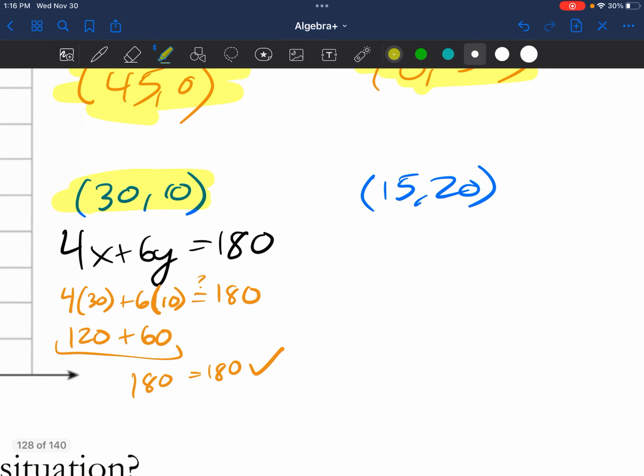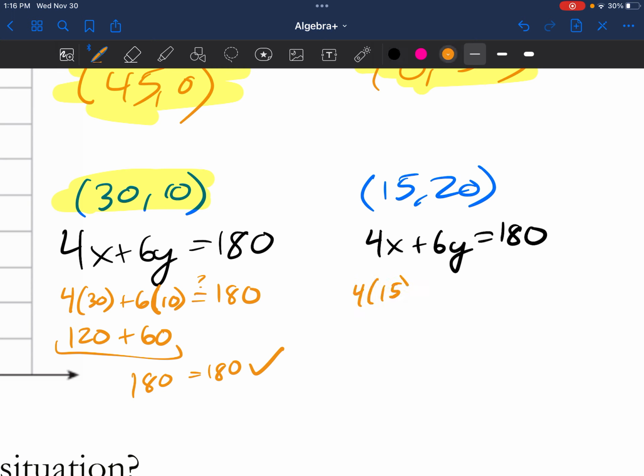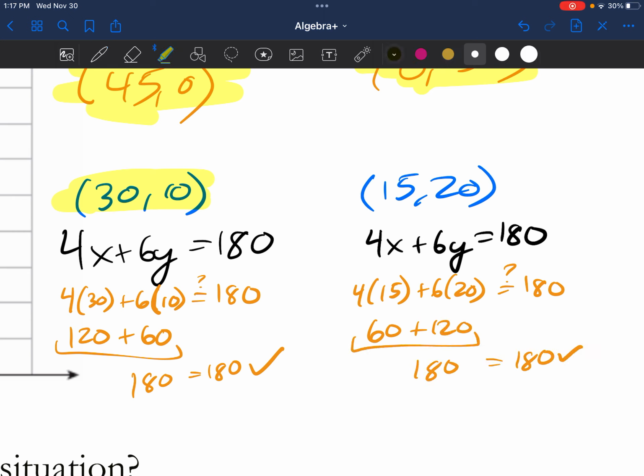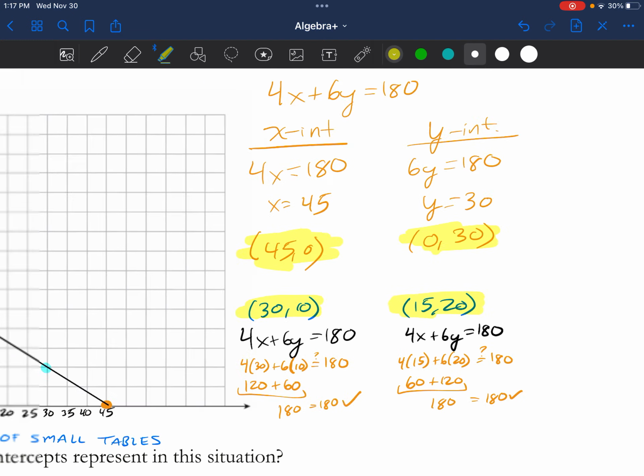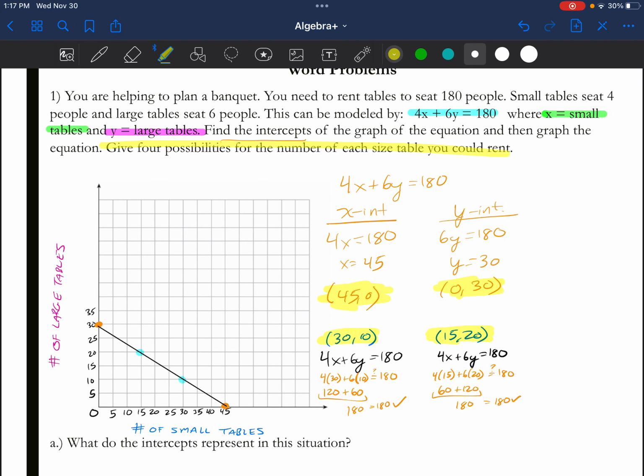So you want to do that again for the next one, right? Check it. See if that's actually a solution to this problem. So we have 4 times 15 plus 6 times 20. Does it equal 180, that's why we have the question mark there, right? We have 60 plus 120. That does give me 180. That does balance out, meaning this is another solution. So this yellow we just answered right here. We just answered for how many size tables we can rent.